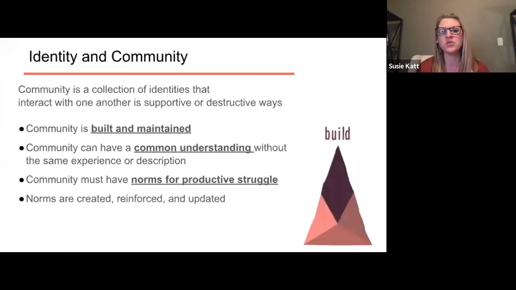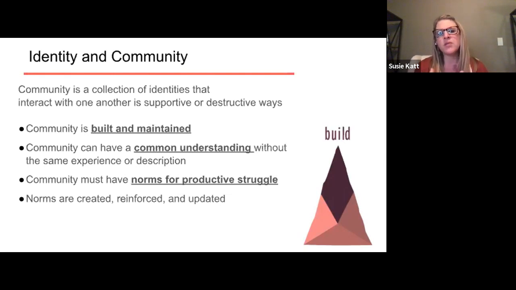And community is really a collection of all those little unique identities, right? So that they come together and can either work together or work against each other. They can be destructive. And so we've got to really be intentional about how we work together and build this community in a classroom. It has to be built and maintained. It doesn't just happen overnight, right? Or it doesn't just happen magically. There's some intentional things that we do as teachers to get it off the ground and to sustain that.